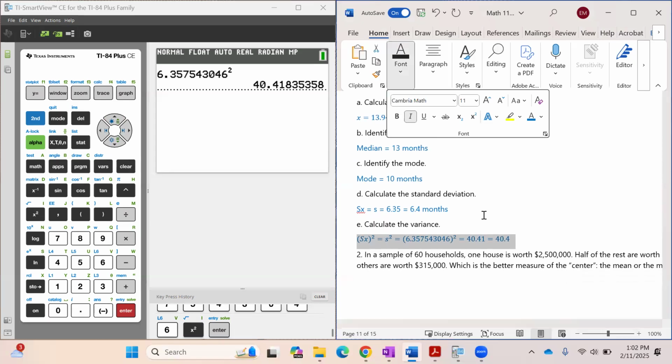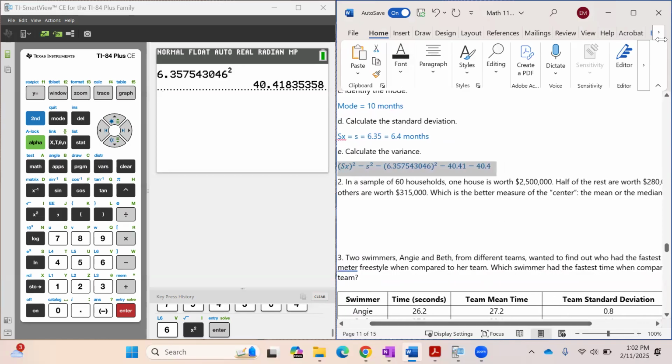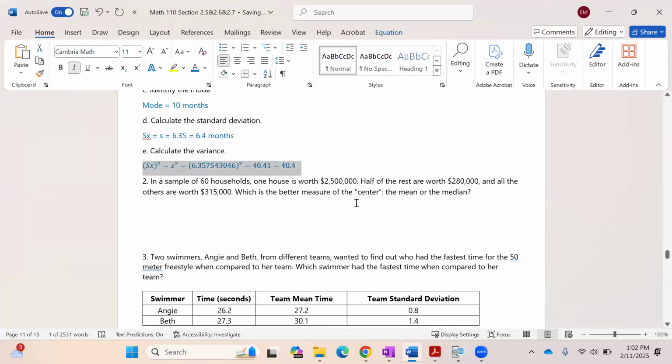Okay, so let's move on to question 2. Question 2, let me zoom in for this one. In a sample of 60 households, one house is worth 2.5 million. Half the rest are pretty low at 280,000, and all the others are worth 300,000. Which is a better measure of center, the mean or median?